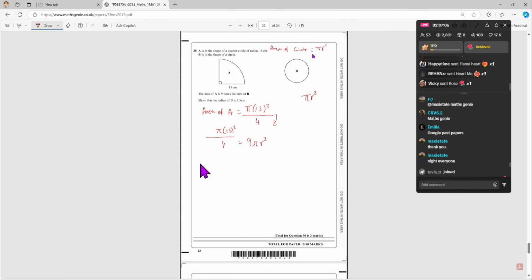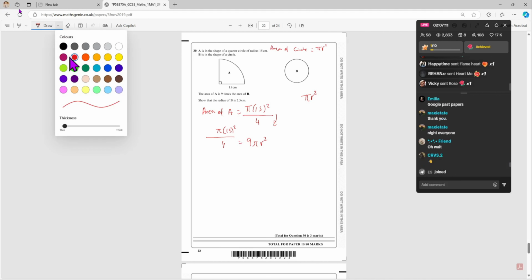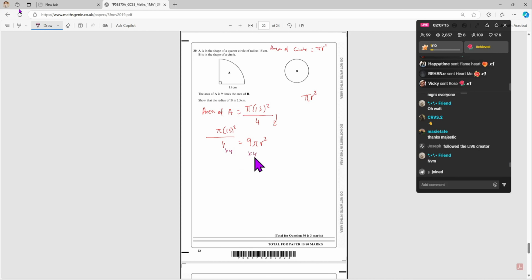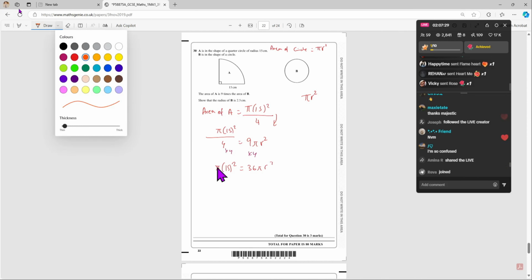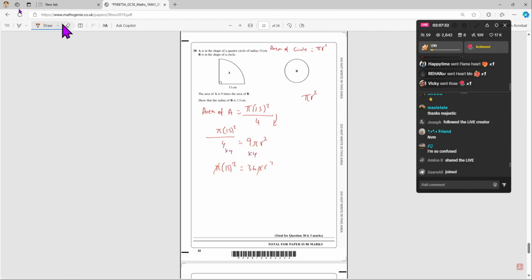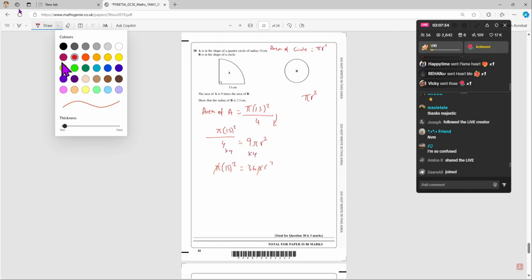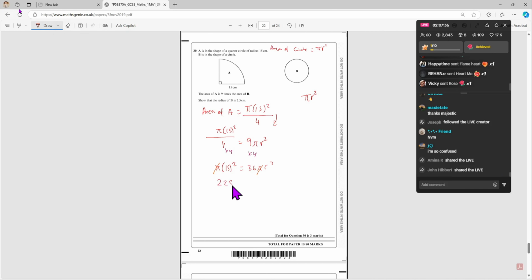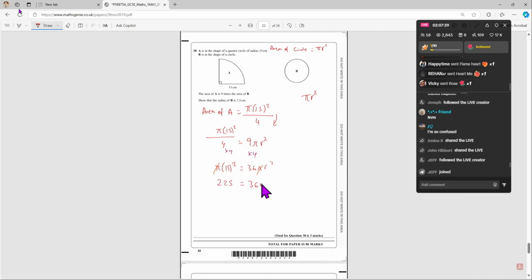Now you're going to rearrange this. First of all, we multiply by 4 on both sides, so you end up with pi 15 squared is equal to 36 pi r squared. Next, you cancel out the pi's on both sides, and you end up with 225 is equal to 36 r squared.